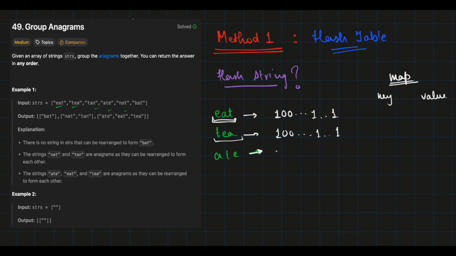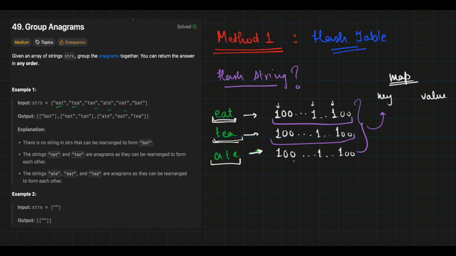Just like that, ate will also have the same frequency array as eat and tea, as in every single string, A appears once, T appears once, and E appears once. So there will be three 1 values and the rest being zeros. So this string will be our key, and for every key that matches this array, we can say that it is an anagram. This hash string will be the same for eat, tea and ate, so it can correspond to all of these strings inside a vector of strings.